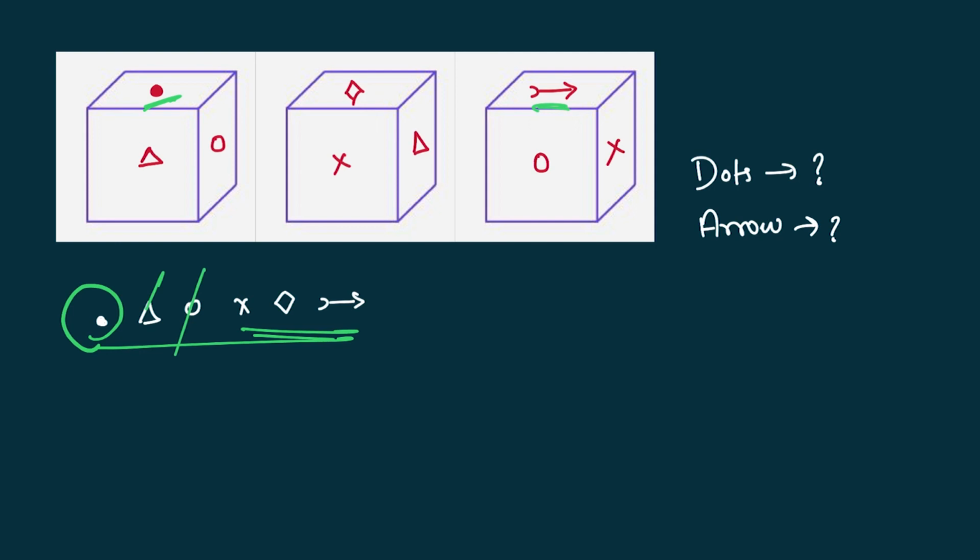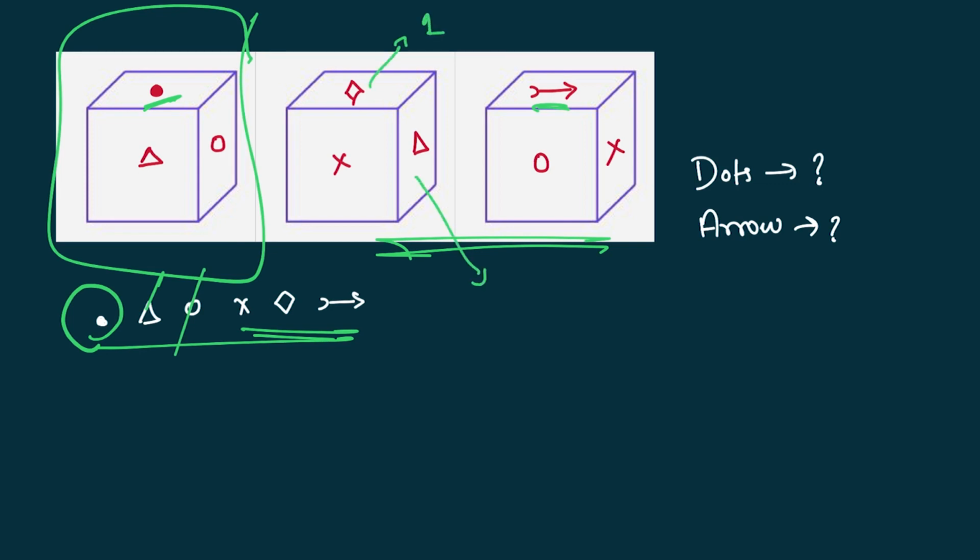I have already said, don't consider the figure that has the dot. Consider the other 2 figures. See which symbol is repeated the maximum number of times in both the dice. This diamond shape is repeated once, triangle is repeated once, this arrow mark is repeated once, and this circle is already adjacent to the dot. We can see here the X mark is repeated twice. Therefore, X is opposite to the dot.